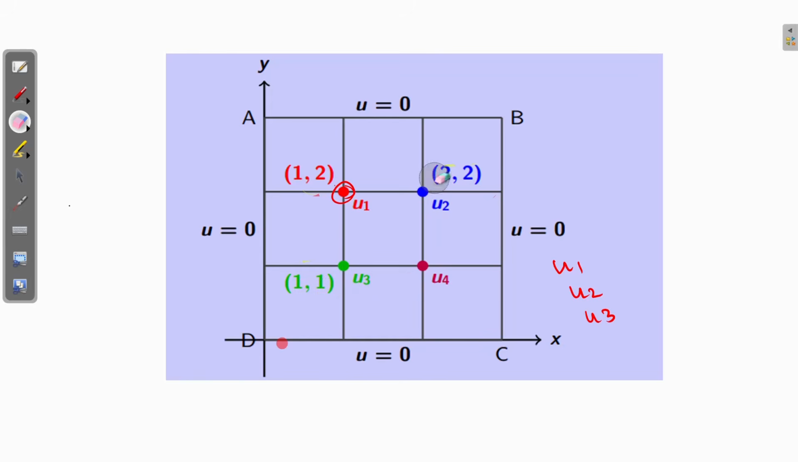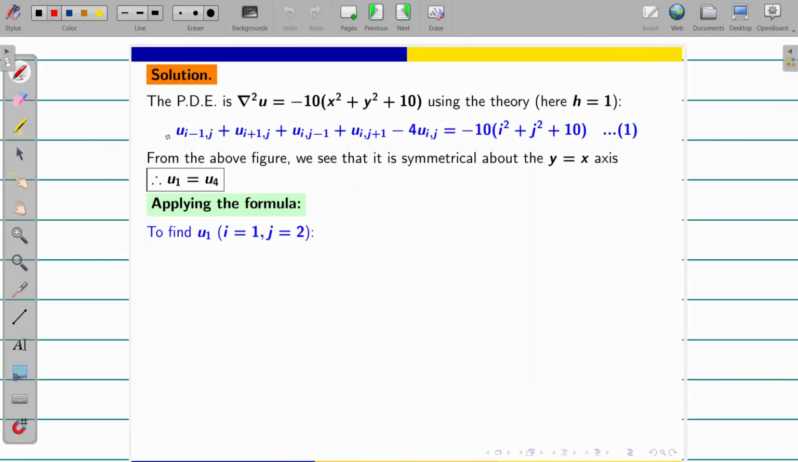Come to the problem. We have to find U1. U1 position is 1, 2. So U1 position: I equal to 1, J equal to 2. Substitute in the above formula. You need not substitute in the left hand side, only in the right hand side. I will tell you how to do the left hand side. Minus 10 into (I square 1 plus J square, 2 square 4) plus 10. So what will be minus 10 into 15, minus 150, in the right hand side.